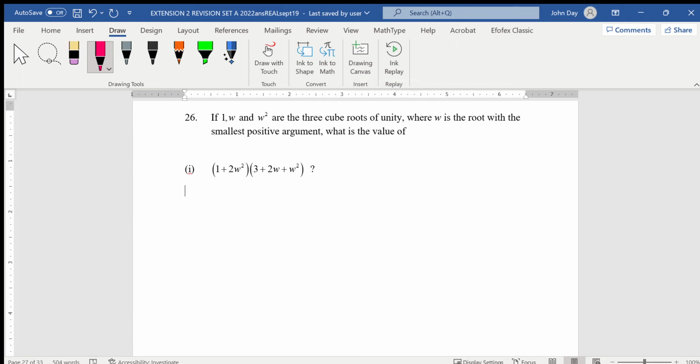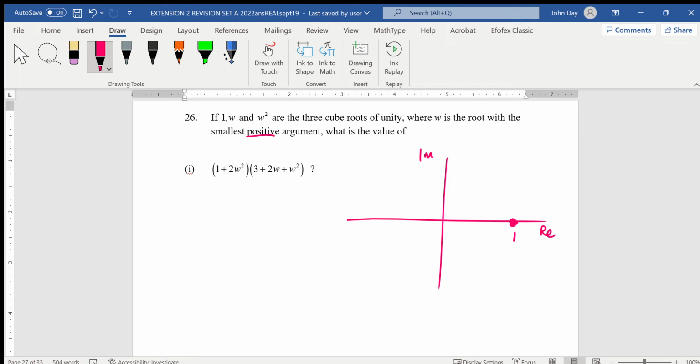All right, so we're looking at the three cube roots of unity, 1, w and w squared, and we're told that w is the root with the smallest positive argument. The number 1 itself is here. It's on the real axis, so it has an argument of 0. We're saying w is the root with the smallest positive argument.